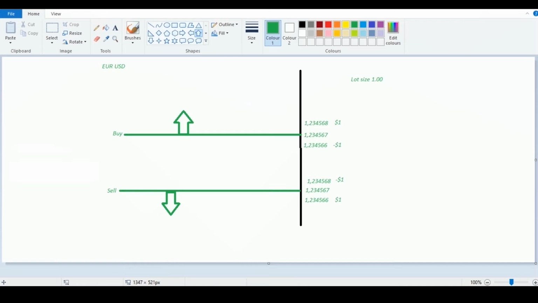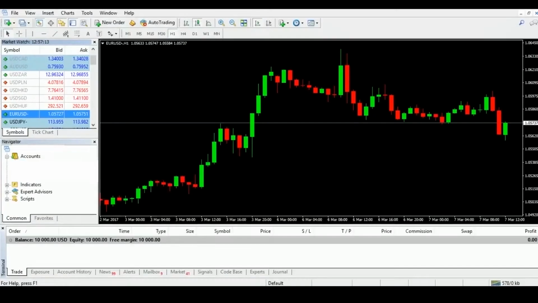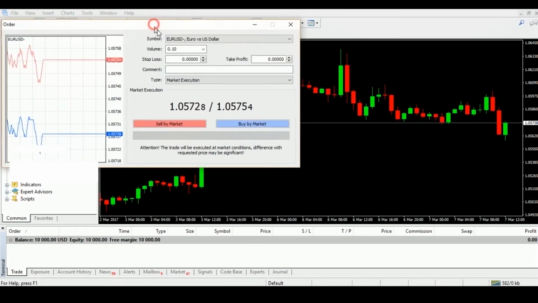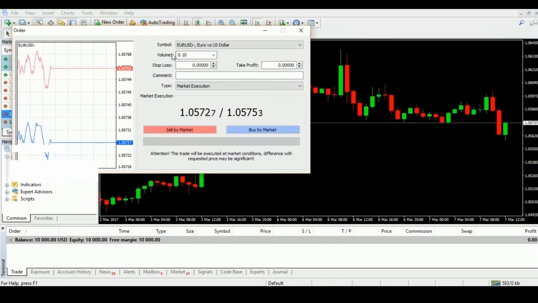Now let's look at this practically in the market. There are two ways in which you can place trades. The first place is new order. Under new order, you'll see volume, and that is your lot size. So let's change that to 1.00. Now we will get into your stop loss and take profit a bit later, but your trade type, if you want to enter immediately, should be market execution.